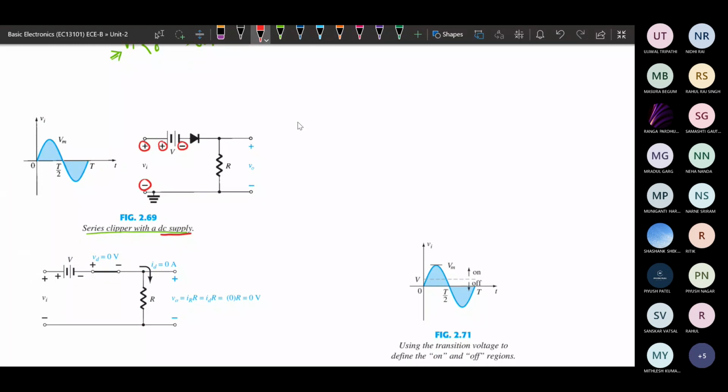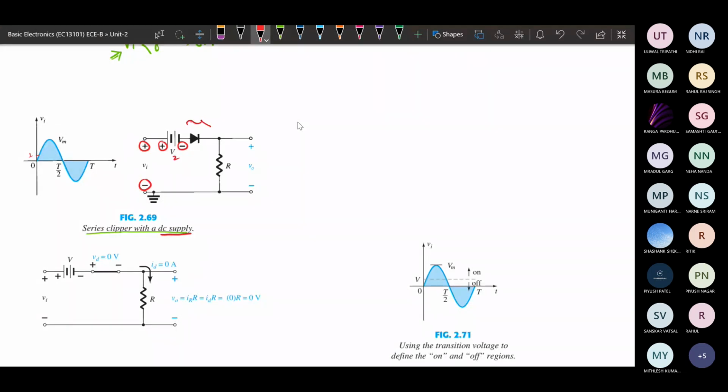Suppose we have started with 0 voltage, or suppose 1 volt, and this V is some voltage, say 2. So even if we apply some positive voltage that is less than 2, this diode will not turn on. The diode will only turn on when we apply a voltage greater than V. So V input will be greater than V, and only then will the effective voltage across this diode be positive or negative.